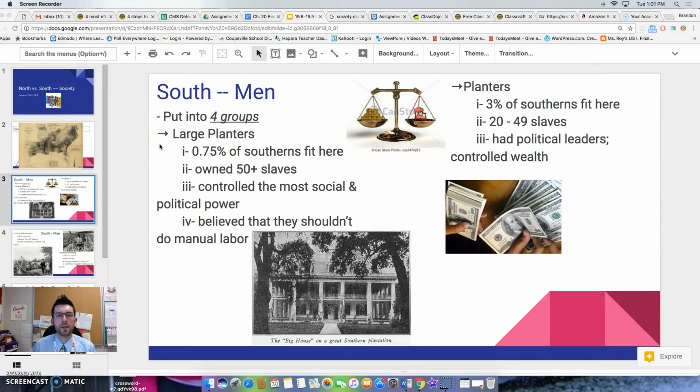Now, as we go through the next few slides about the society of the South, I've split it up to look at men, women, and slaves. The next two slides are going to focus on the men and their part in society in the Southern States.